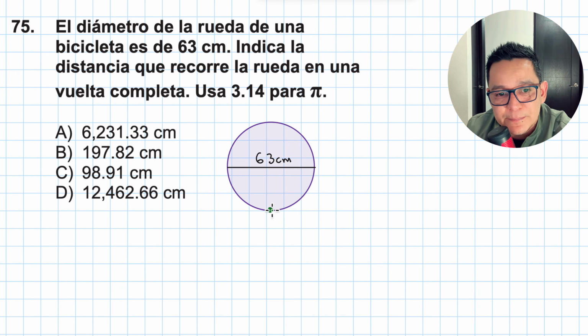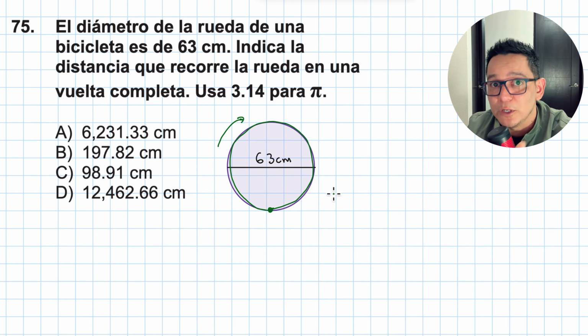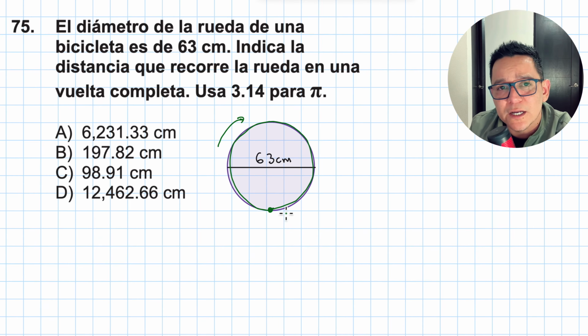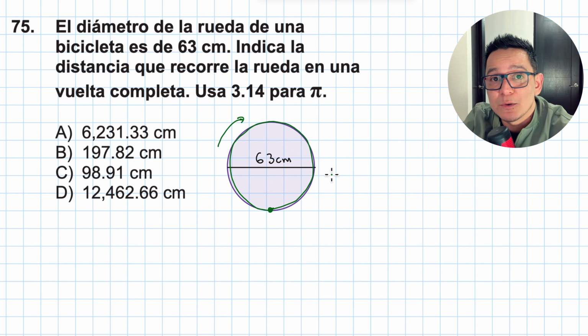You'll agree with me that this little point I'm putting here rolls as the wheel turns. When we get back to the original position, the distance it has traveled is a full turn, right? So, how do I figure out everything that little point traveled? Well, that little point is moving along the edge of the circle, so all I have to do is calculate the circumference of that circle.